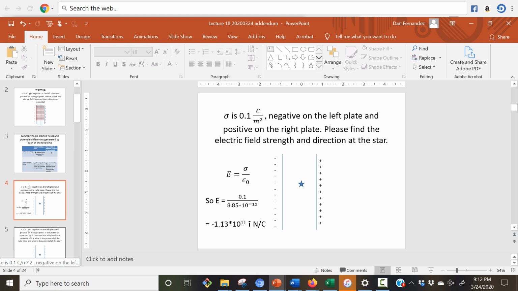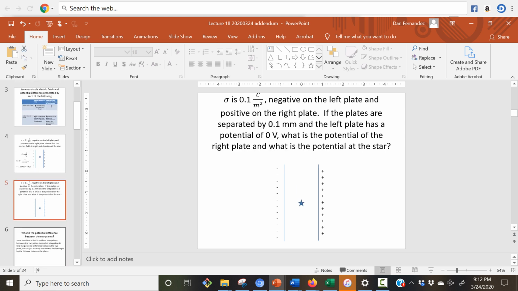The other thing I could ask then is, let's calculate the potential between these two planes of charge, assuming the one with a negative charge on it is a potential of 0. What's going to be the potential of the positive plane of charge if they're separated by 1/10 of a millimeter? For that matter, what's going to be the potential at the point marked by the star, which is supposed to be smack in the middle of the two planes of charge right there? So we could do that.